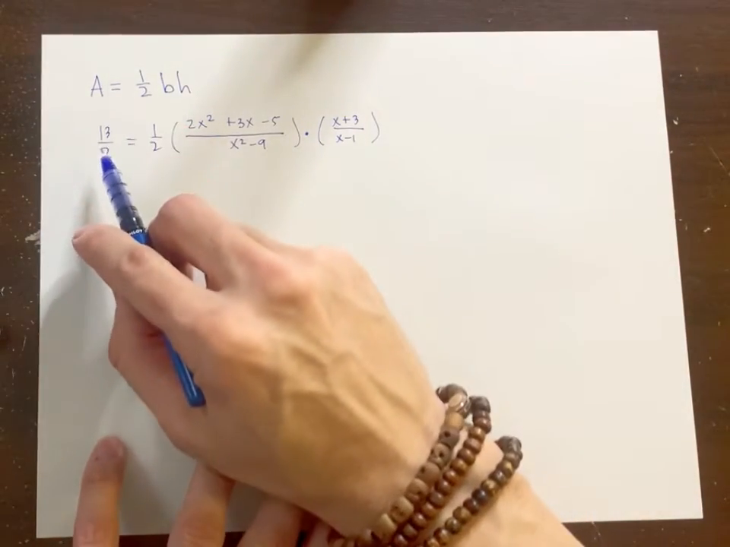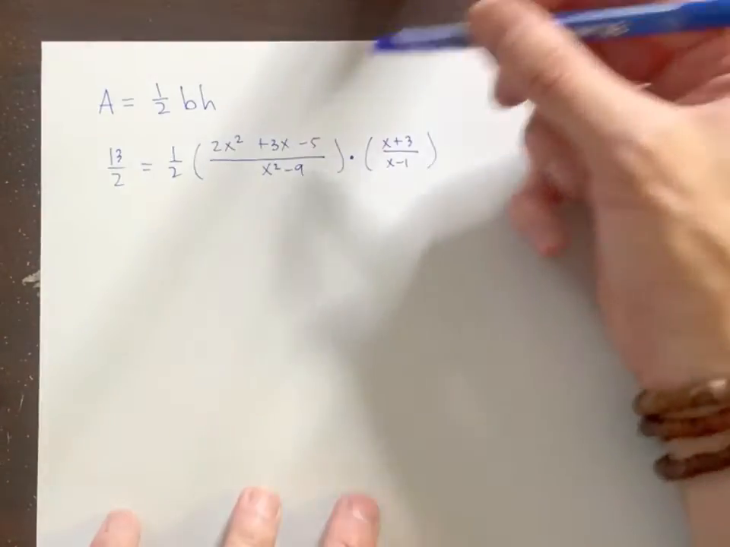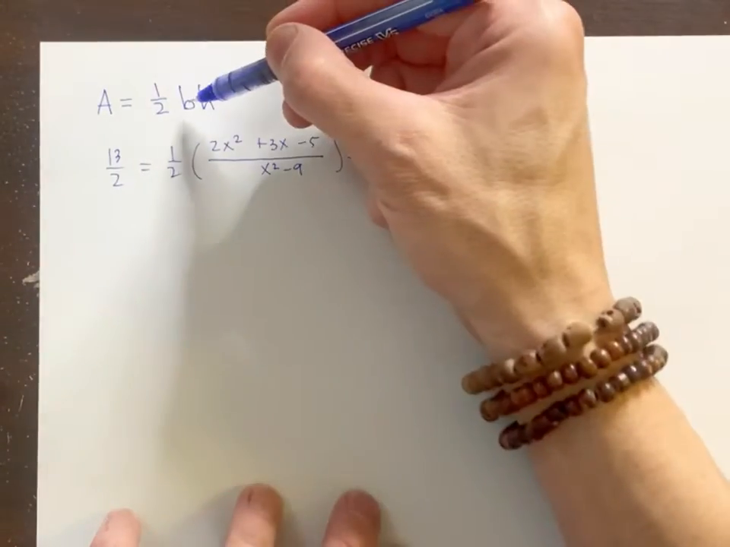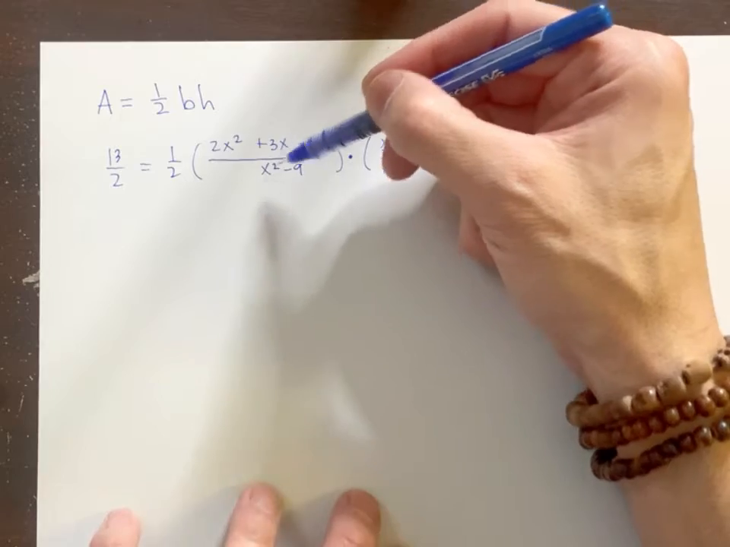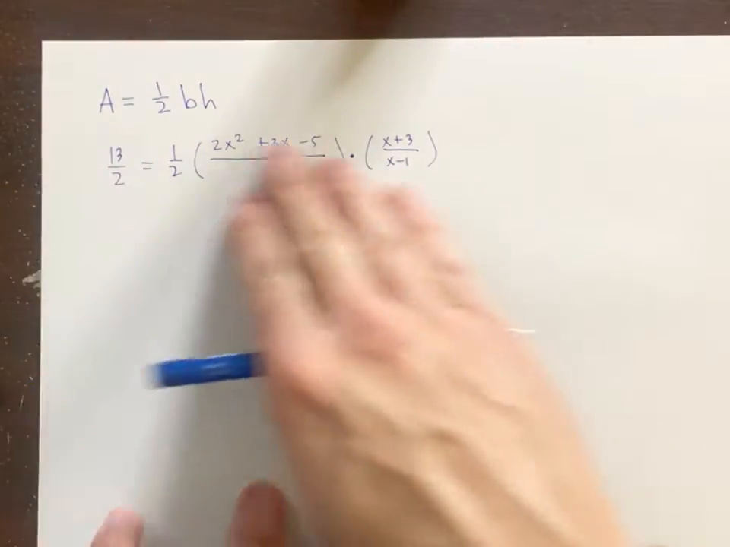I have the given area. 1/2 is just part of the formula from like middle school, 1/2 base times height. So 1/2 is just 1/2. They told us that this is the base, right? This is the base of the triangle. And they told us that this is the height. So this is the setup.